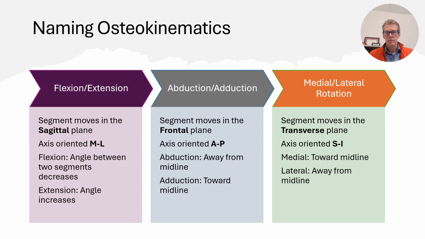And then for the transverse plane motions, those rotations, we term those medial and lateral rotation. Sometimes you'll hear long axis rotation. That'll be some nuance that we'll figure out as we go. But these rotations happen in the transverse plane. That means that their axis is oriented superior and inferior. When we talk about medial rotation, we're moving towards midline, towards the body, and lateral is moving away from midline or away from the body.